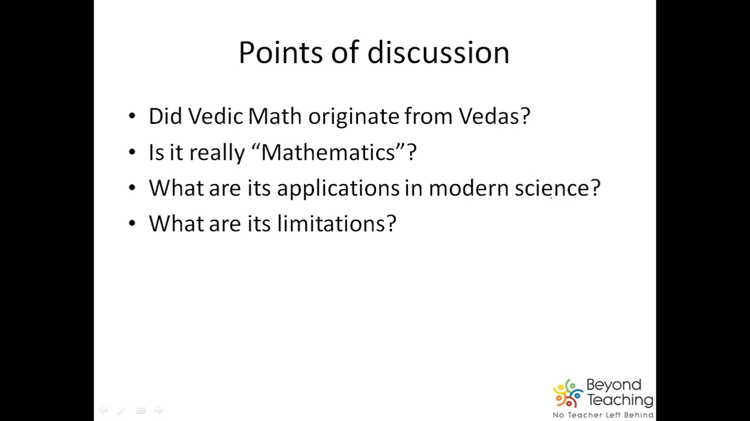What are its applications in modern science? So you can ask your children to find out how these methods are used in modern science and IT. And finally, what are its limitations? There are obviously limitations to every system that we talked about. And these questions actually can also be put for the other systems that we have discussed. You can actually test Kumon or Abacus on these same questions.